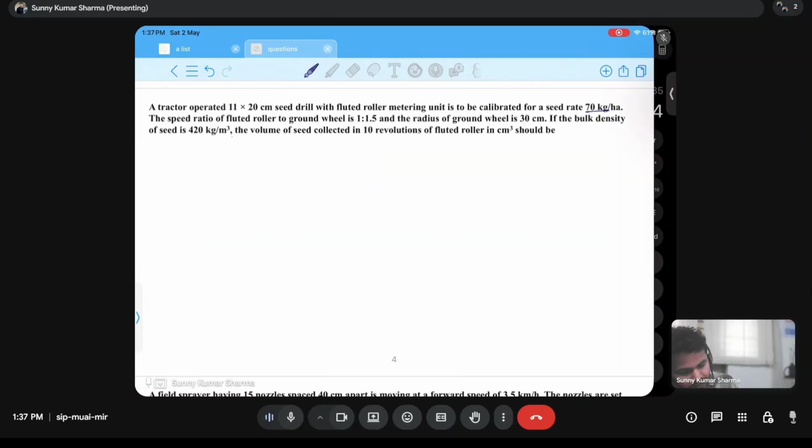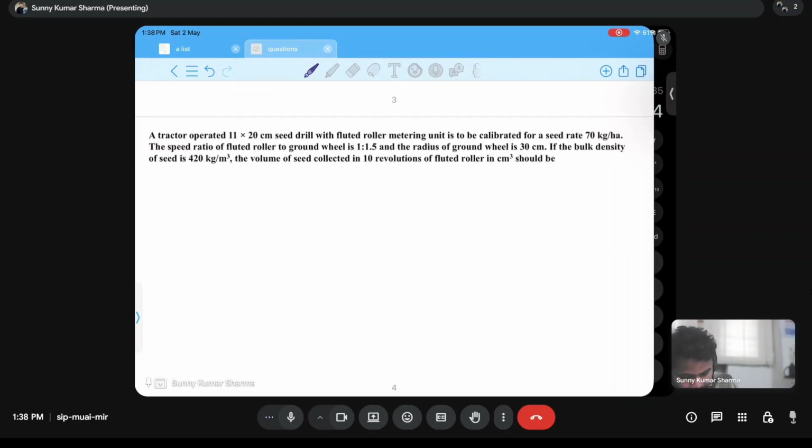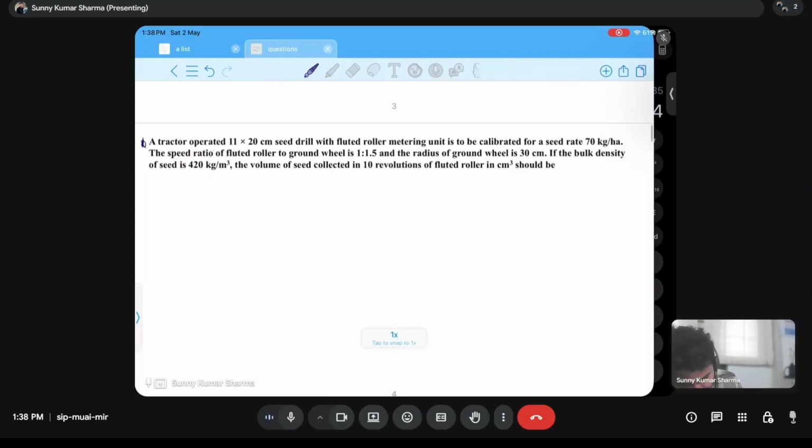Now the second question is also related to the drum seeder. This type of question was also there in the assignment questions, but here we are solving for the final exams.